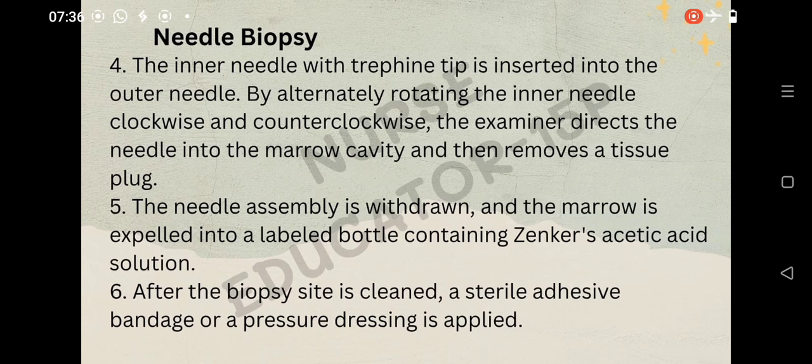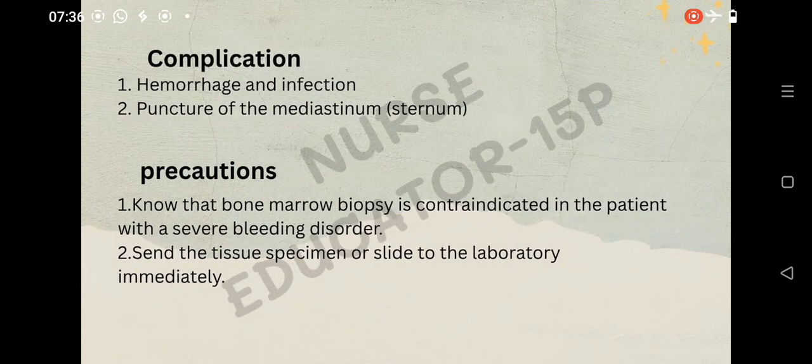The needle assembly is withdrawn and the bone marrow is expelled into a labeled bottle containing Zenker's acetic acid solution. Here the sample is labeled in the container of Zenker's acetic acid solution. After the biopsy site is cleaned, a sterile adhesive bandage or a pressure dressing is applied. Bandage and pressure should be applied at the site of biopsy.